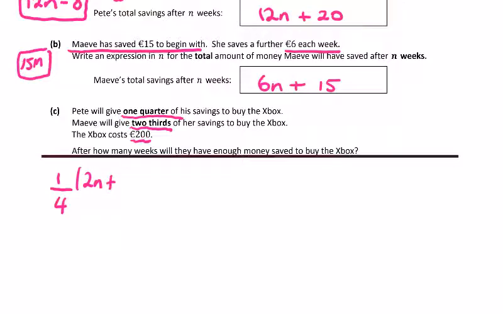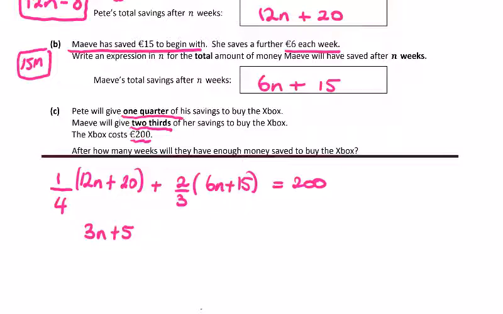12n plus 20, 4 divides into both of them. Plus Maeve has 2/3 of her money, which is 6n plus 15. This has to add up to give 200, or it could be greater than 200. So 1/4 of 12n plus 20, divide 4 into both of these, we're going to get 3n plus 5. Does this one work out evenly? 3 into 6n plus 15 is 2n plus 5, plus 2 by 2n plus 5, just dividing the 3 into both of these because it's over both of them, equals 200.